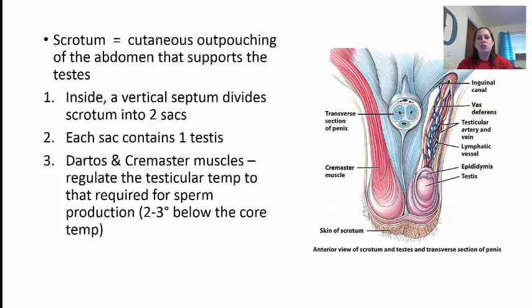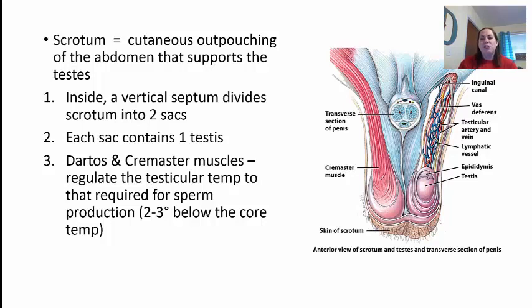So let's start with the scrotum first. It's a cutaneous outpouching of the abdomen that supports the testes. Now this is important. It's important that the scrotum is located outside the body, and we'll talk a little bit more about that in a minute. So inside the scrotum there is what we call a vertical septum. It divides the scrotum into 2 sacs, a right and a left. Each sac is going to contain 1 testis.